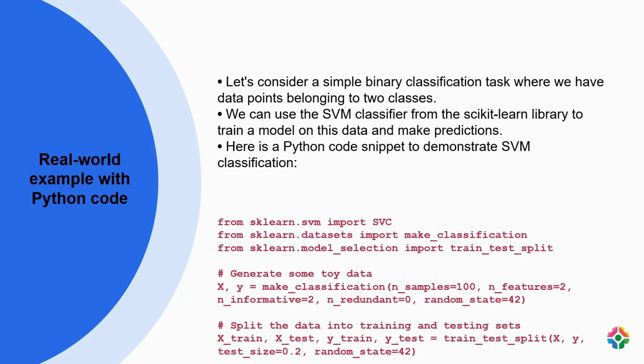For instance, applications of SVM classification include spam email detection, sentiment analysis of text data, and cancer cell classification based on features extracted from medical images. By training the SVM model on labeled data and making predictions on new instances, accurate classification decisions can be achieved.